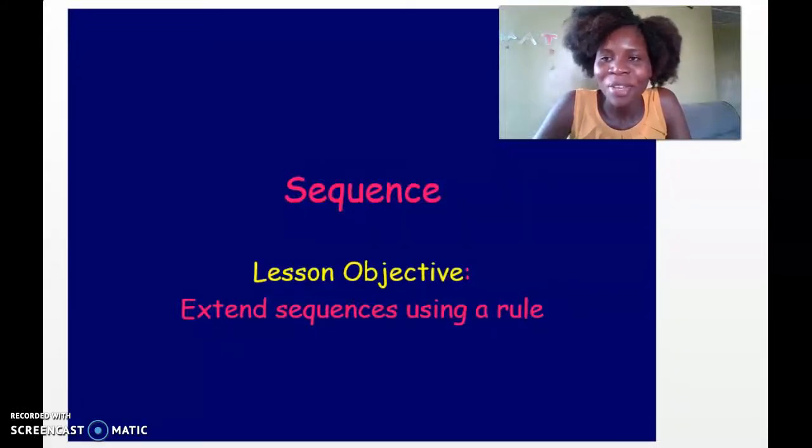Today is another day. We are having another maths lesson, and today's lesson is going to be on sequences. Our lesson objective is to extend sequences using a rule. So we are going to extend these sequences using a rule. So let's look at our next.